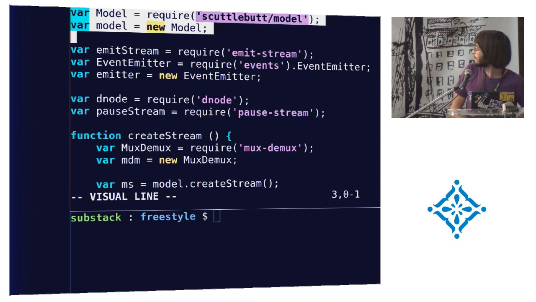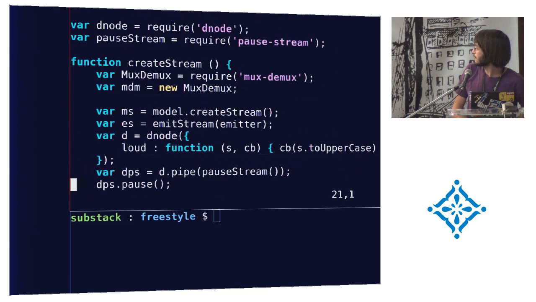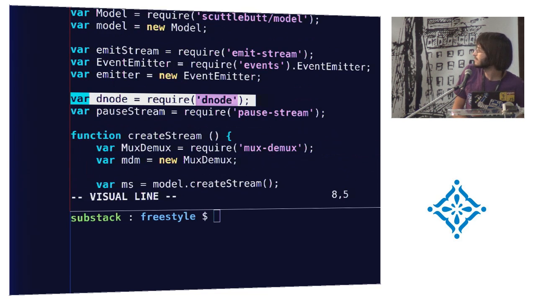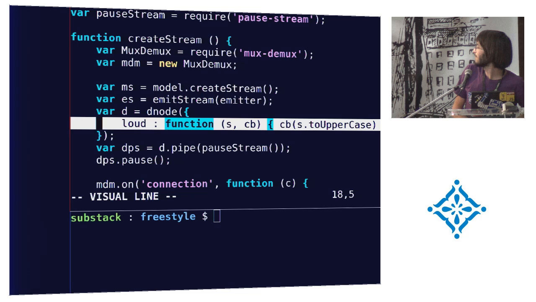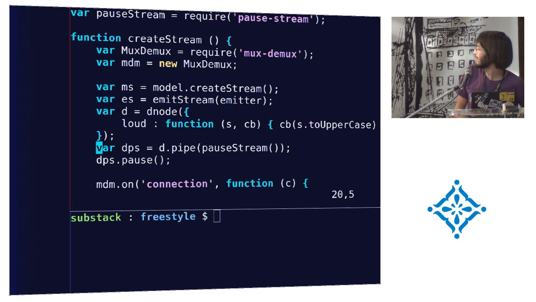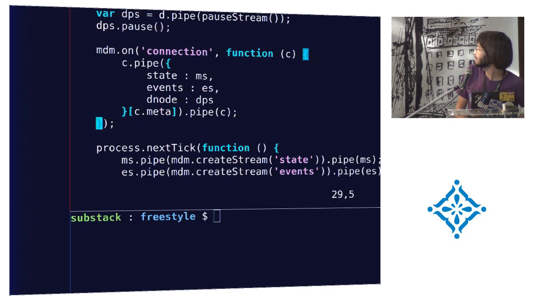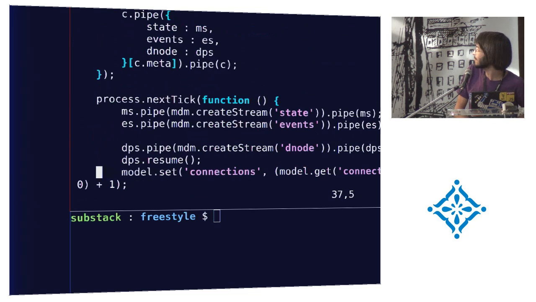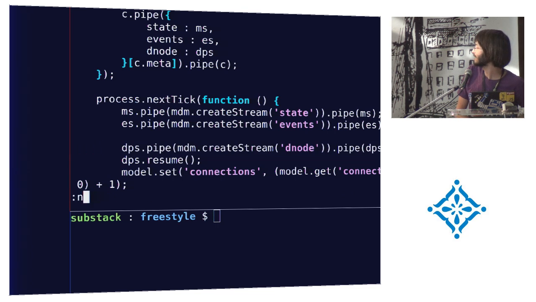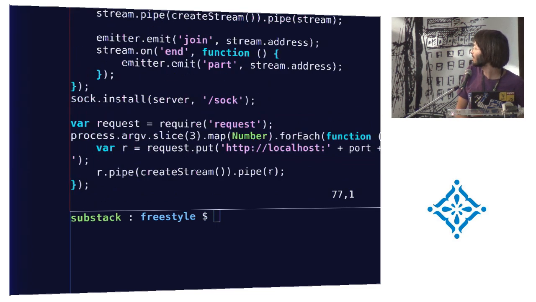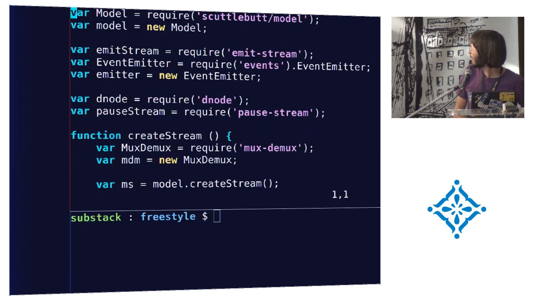So there's some plumbing in here too. I snuck dnode into this example also, just because why not? Here I have a function that I've defined, and it's dnode. With muxdmux, all you have to do is create an additional stream and pipe it through, and that's all. So to recap a little bit, we have a dnode stream.